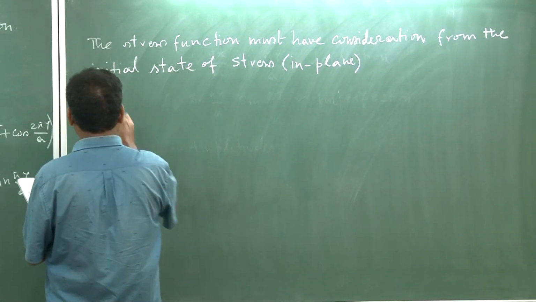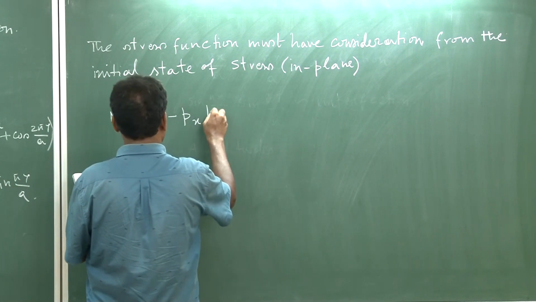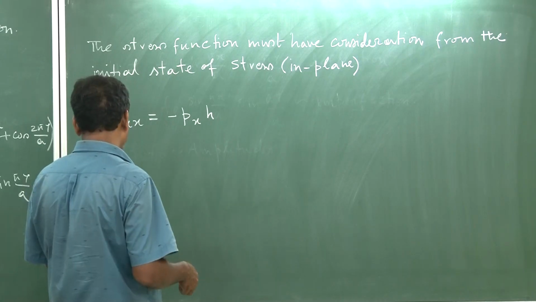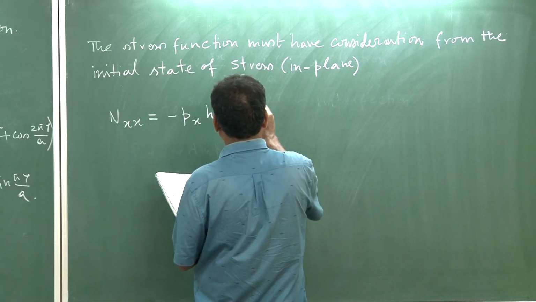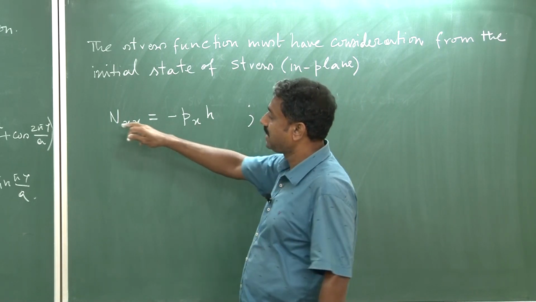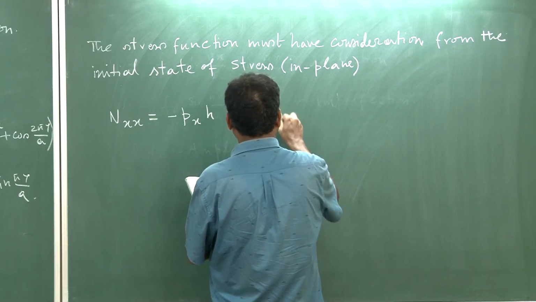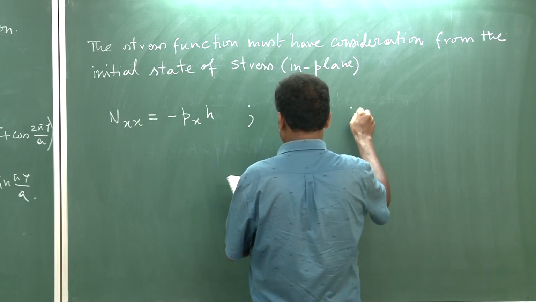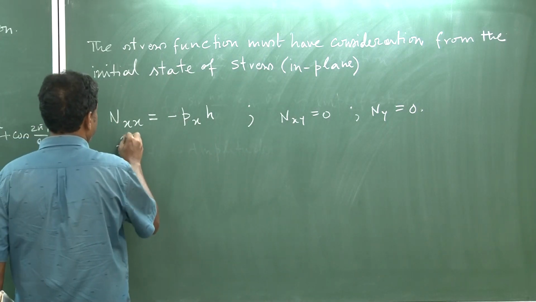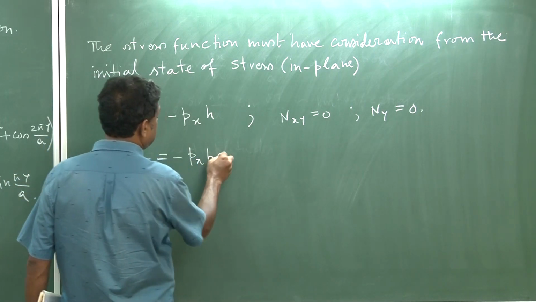Now, if you can recall, the initial membrane stress is what? Minus Px into H. I am assuming that this one is actually compressed in x direction, right? I am assuming that Px is the pressure per unit area. So, Px into thickness H is the force per unit length, right? Px is the axial compression pressure, and then Nxy is 0 and Ny is 0, right? So, Nxx is nothing but del 2F by del y2, which is nothing but minus Px. H is the thickness of the shell, right?